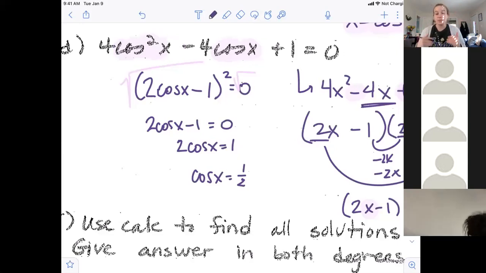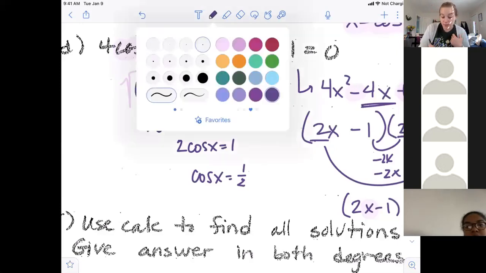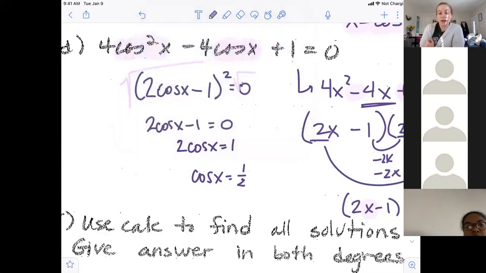Now, everything was algebra until the end, and this last step is a trig step. This is our new step. Cosine of x equals 1/2. Well, we know cosine is your x value. So I'm looking for where x is equal to 1/2. Not negative 1/2, positive 1/2.